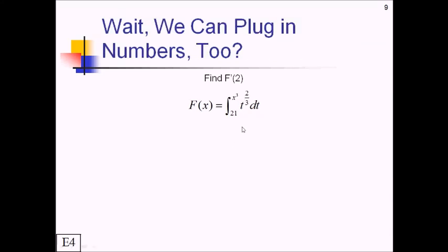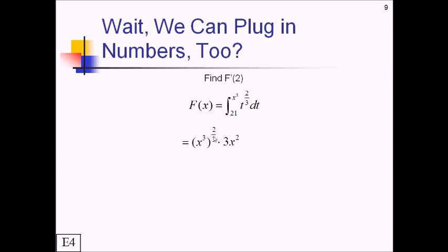On this problem, we're trying to find big F prime of 2. So we need a derivative and then to plug in 2. Pause the video, try it out. All right, so let's take our derivative first. So I'm going to be doing x cubed to the 2/3 times my derivative of x cubed, which is going to be 3x squared. And let me just simplify this a little bit.